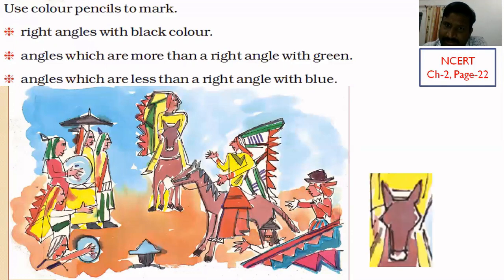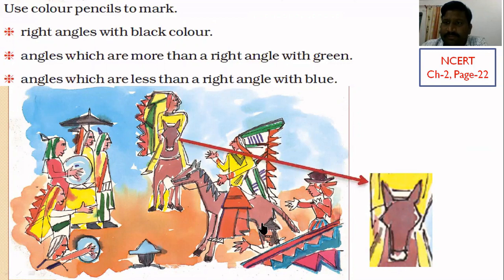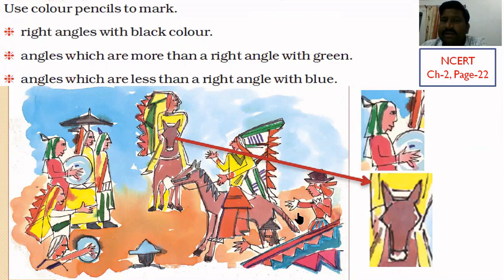I will show one example. This horse head. It is a larger version of this head. So you can see many angles are there. Here one angle which is less than 90. Here another angle which is less than 90. Here outside you can see a larger angle, more than 90. Okay, obtuse angle. So let us see another large image of this portion.